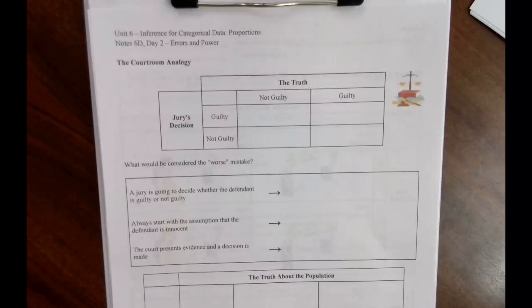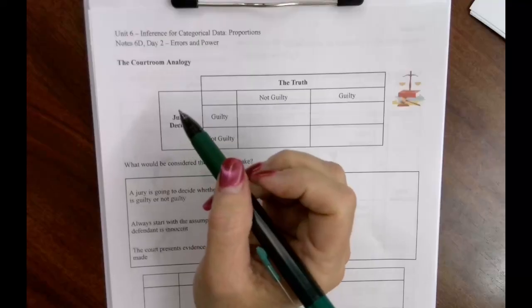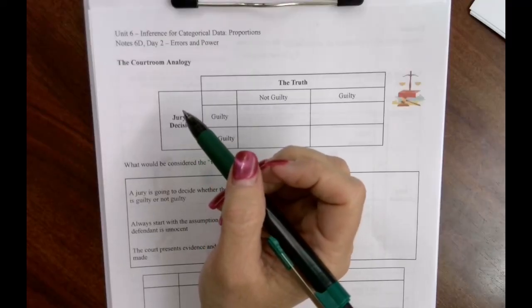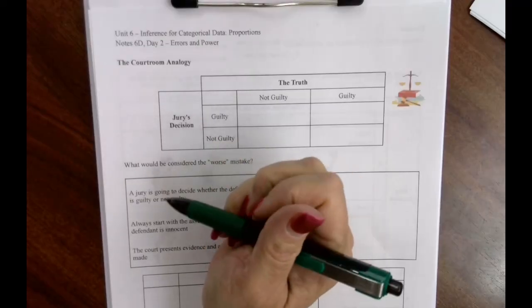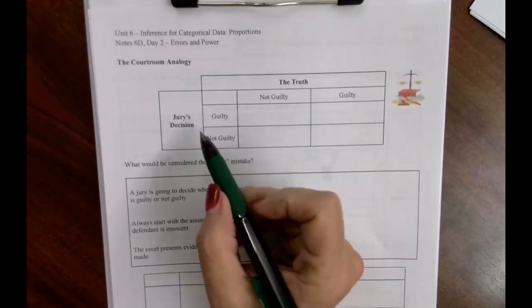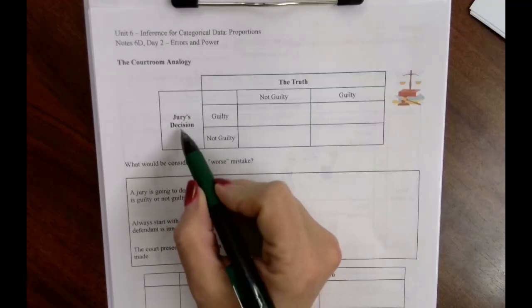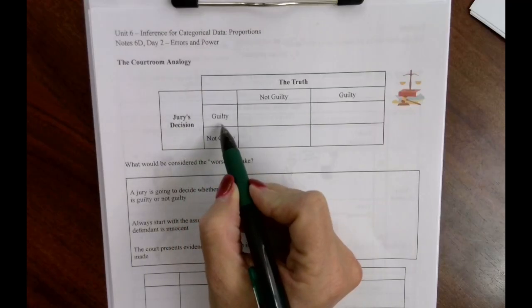All right, so this is day 2 of your notes for 6D. And so I'm going to give you a little example here because this is kind of a little bit confusing, and then we're going to talk about what this really looks like. So let's just say that you're in a courtroom and you get a jury's decision, and the jury's decision is guilty.